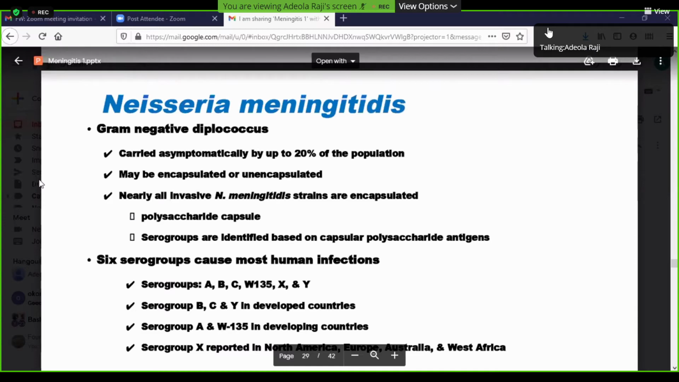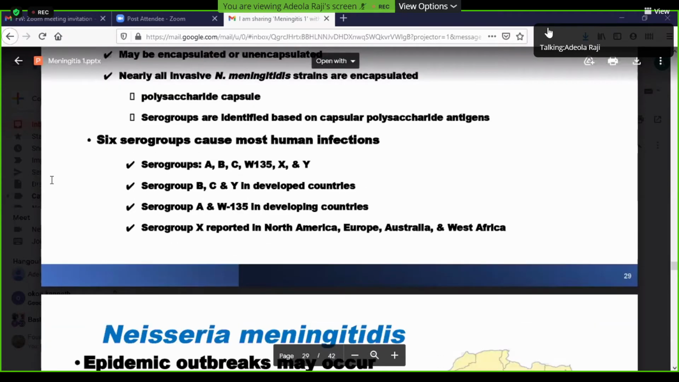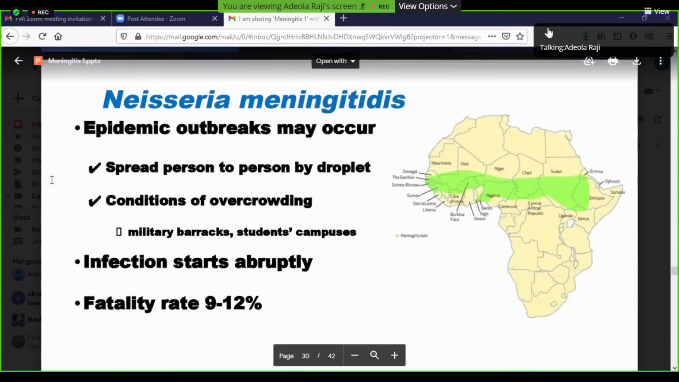Serogroups B, C, and Y are prevalent in developed countries, while serogroups A and W135 are prevalent as agents of meningitis in developing countries. Serogroup X is reported in North America, Europe, Australia, and West Africa. So this has a relatively restricted distribution.